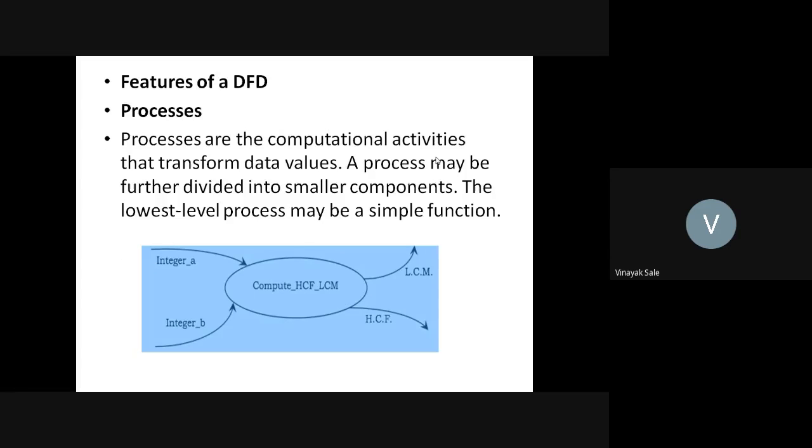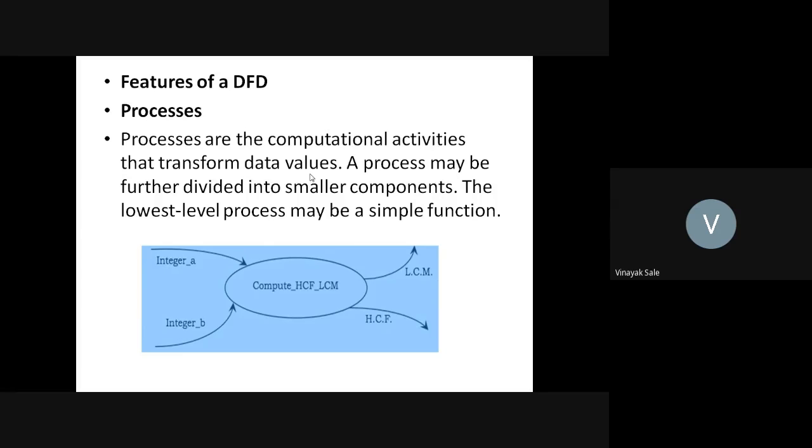So first is processes, features of processes. Processes are computational activities that transform data values. A process may be further divided into smaller components. The lowest level process may be a simple function. For example, suppose I want to calculate the HCF and LCM of two numbers. For this calculation, I require some input so that I can generate some output. So for the operation of LCM and HCF, the input is a minimum of two integers, integer A and integer B.